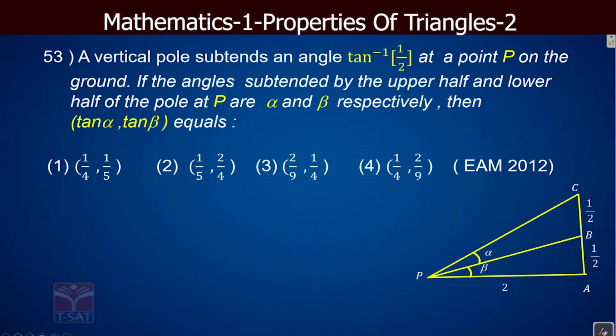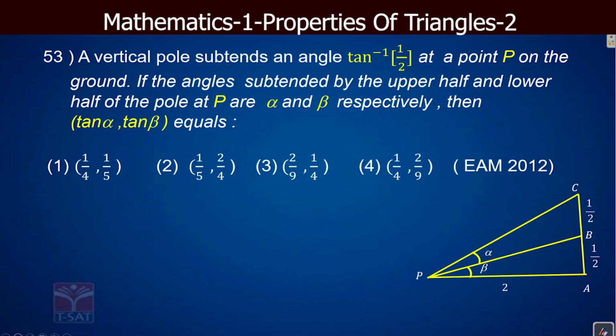53. A vertical pole subtends an angle tan inverse 1 by 2 at a point P on the ground. If the angles subtended by the upper half and the lower half of the pole at P are alpha and beta respectively, then tan alpha, tan beta equals: 1, 1 by 4, 1 by 5; 2, 1 by 5, 2 by 4; 3, 2 by 9, 1 by 4; and 4, 1 by 4, 2 by 9.